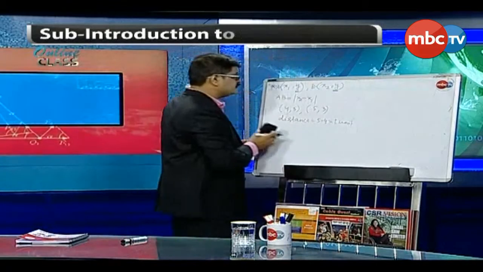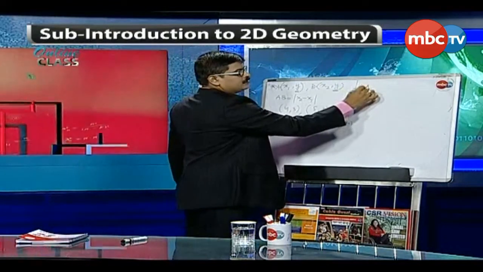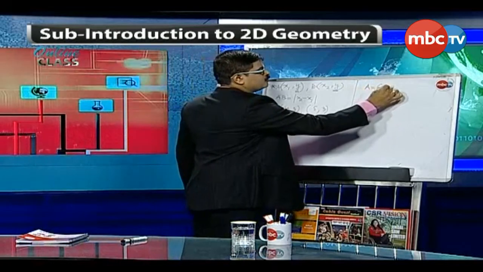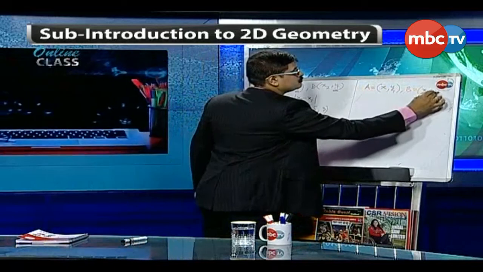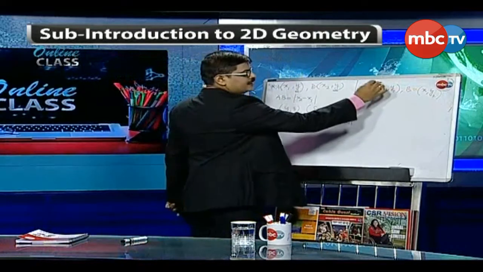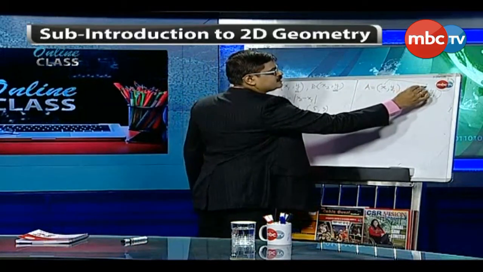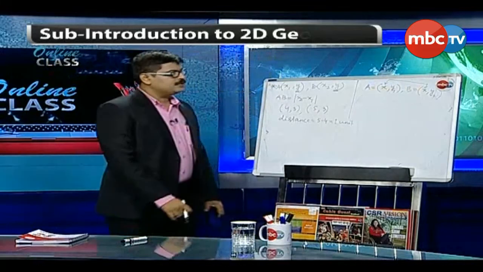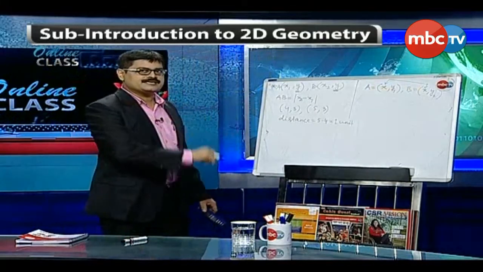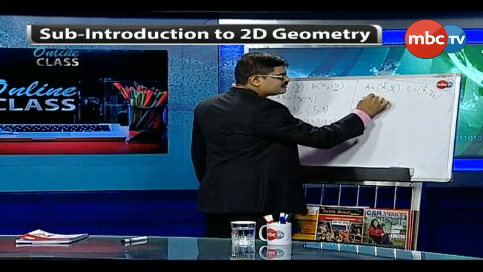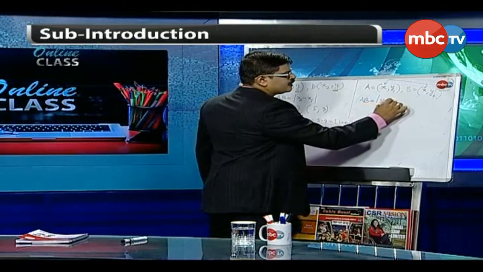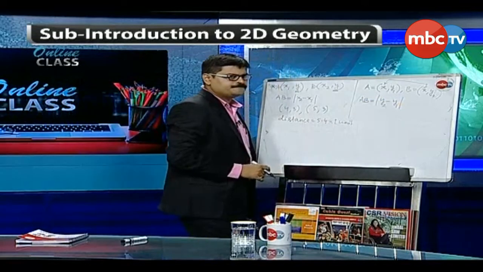Similarly, if A is (x, y1) and B is (x, y2), that means the x coordinates are the same, you can see the x coordinates are same, the y coordinates are different, then what will be the distance in this case? In this case, simply this will be modulus of y2 minus y1.